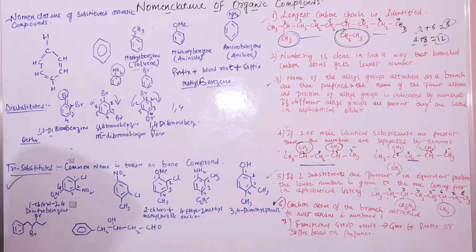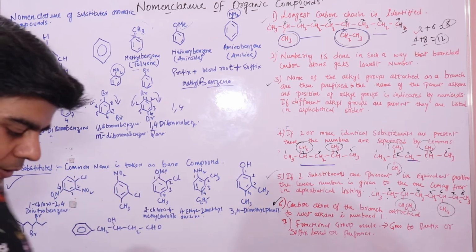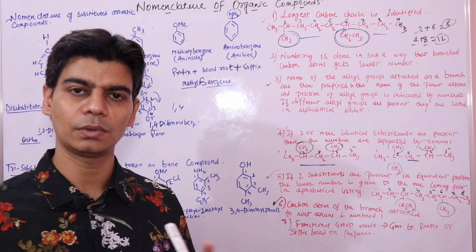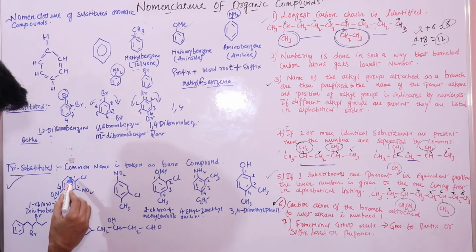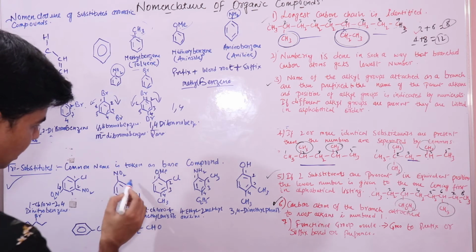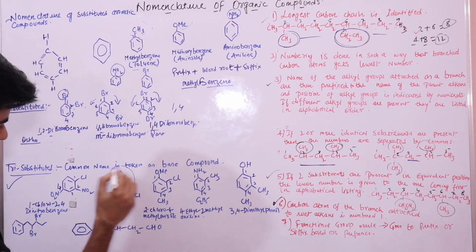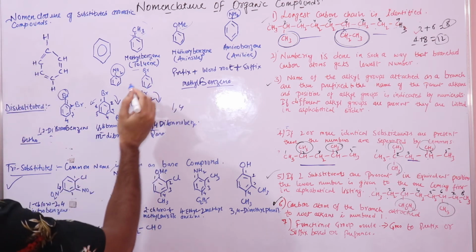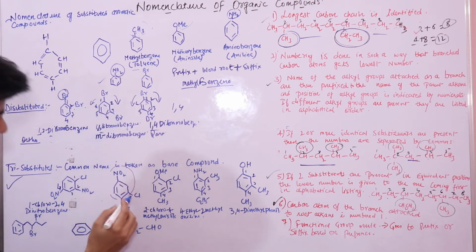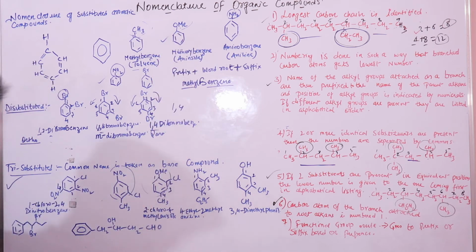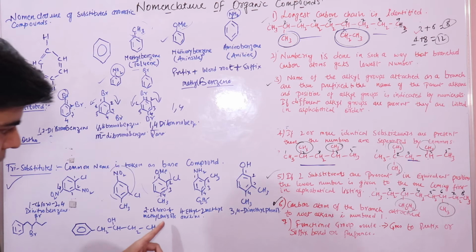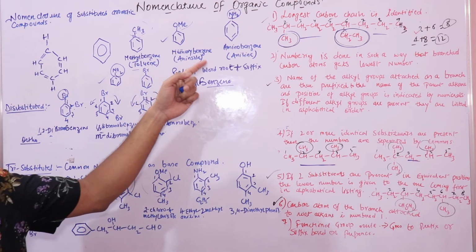In case of tri-substituted, common name, you have to first look into the base compound. Whenever you have a tri-substituted aromatic compound, just try to look at the base compound. Here it may be, if you look at this, the base compound will look like nitrobenzene, like here, right? If you look at this, the base compound is this methoxybenzene, right? Or we also call it anisole. The common name is anisole, right?